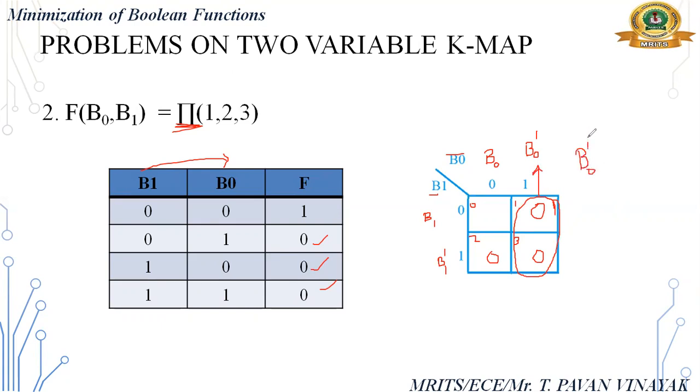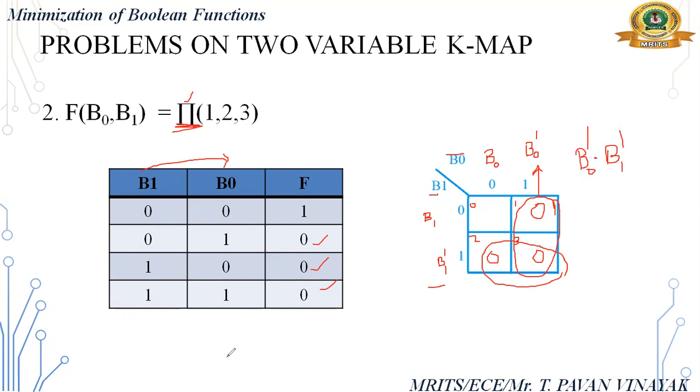Next, another 2 zeros are available here. That value is b1 bar. Now I given pi, right? So put AND symbol here, not OR symbol.